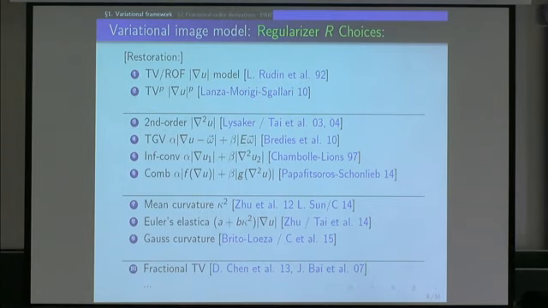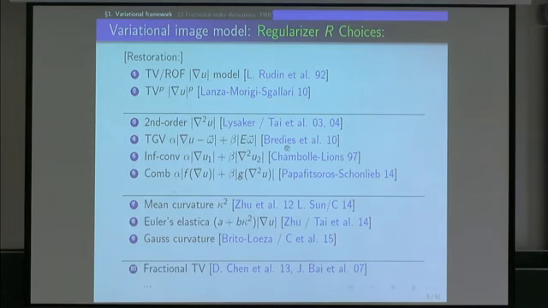So that early paper by Chen, more than 10 years ago, used that term alone, and it's very good for smooth images, but not so good for images with jumps.